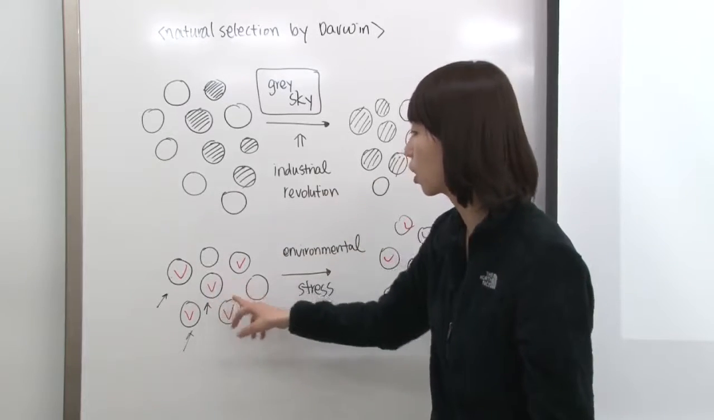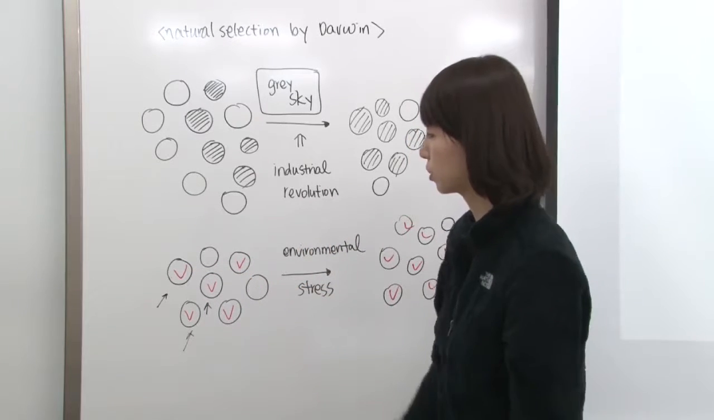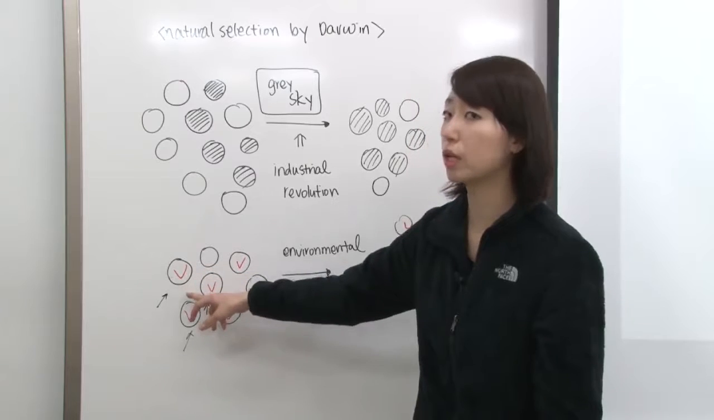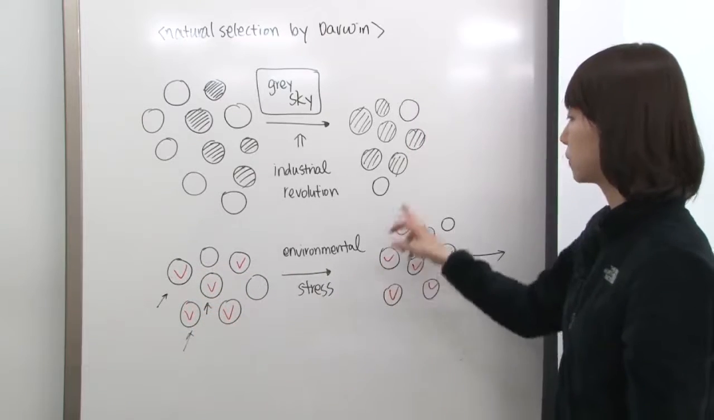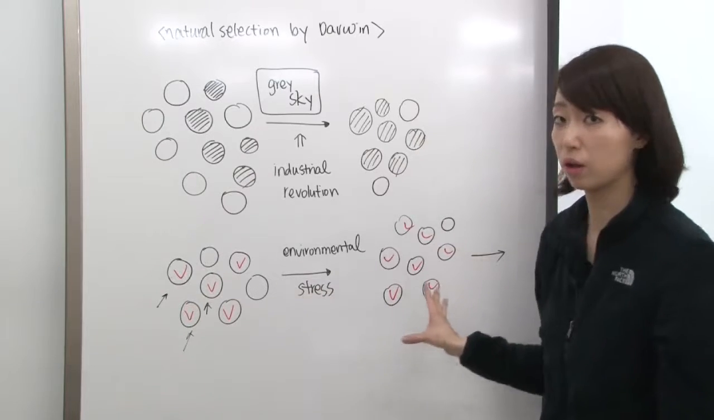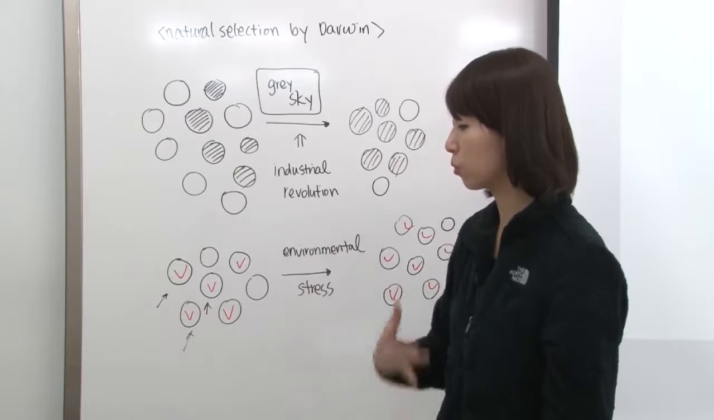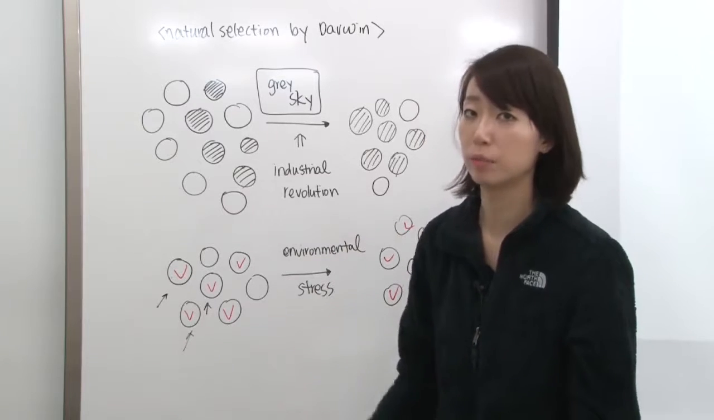Whatever is stronger and fits the environment better survives better. So those ones naturally get selected, and the frequency of that gene increases as time goes by, right? That's how they evolve. They evolve to be stronger and more fit to the environment.